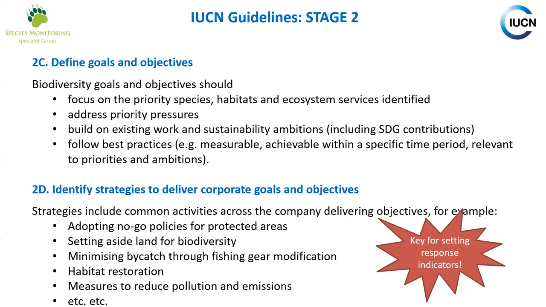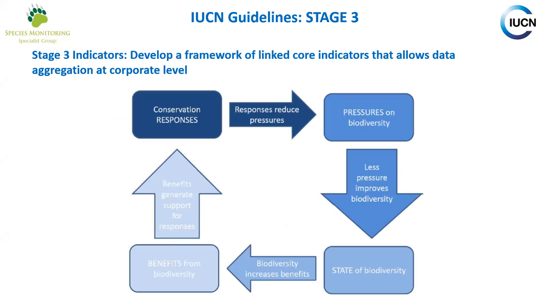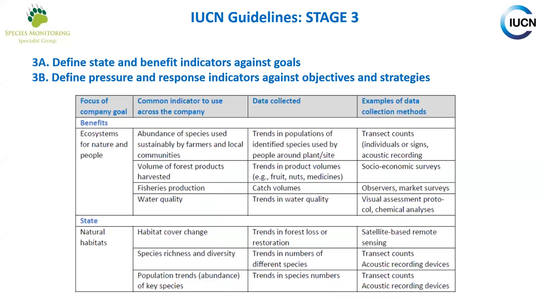So now stage three is all about developing an indicator framework. And we propose, as Julia said, a framework of linked scalable indicators. In particular, we follow the pressure-state-response-benefit model, largely because that's the model followed by a lot of conservation agencies. It's also used by the Convention on Biological Diversity, and by the United Nations to track sustainable development goals. So how do these work? How do you choose these and how do they work in practice?